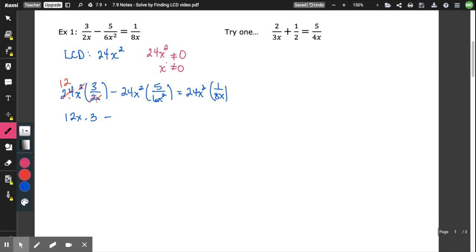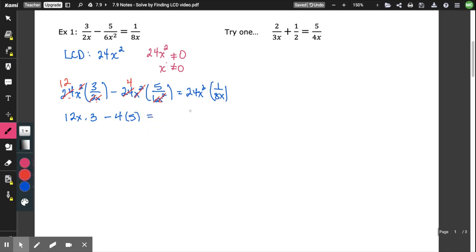On to the second one. 24x squared divided by 6x squared. The x squareds cancel out completely, and 24 divided by 6 is 4. So I'll cross those out and put a 4 there. That would give me 4 times 5.